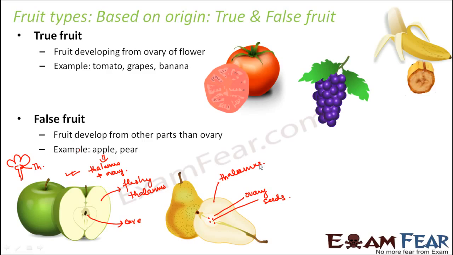Whereas in case of a true fruit, the ovary itself matures or gets ripened, and the ovary itself consists of the seeds. For example in tomato, this entire tomato is the ovary and inside that you have the seeds. Similarly a banana. So now you understand the concept of true fruit and false fruit. Most of the fruits will come under the category of true fruits.